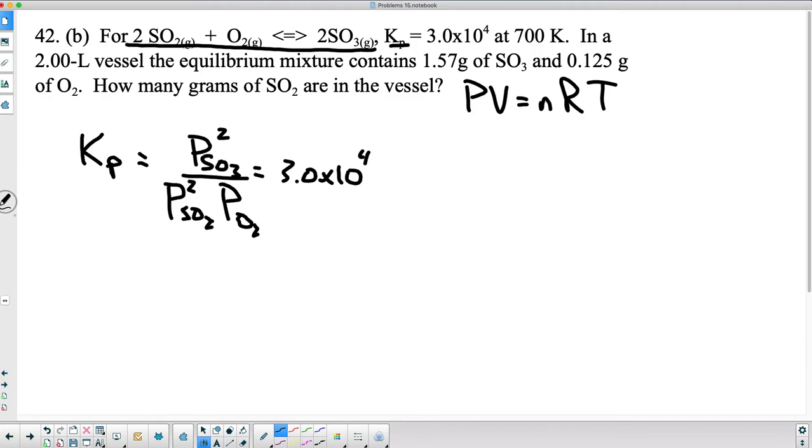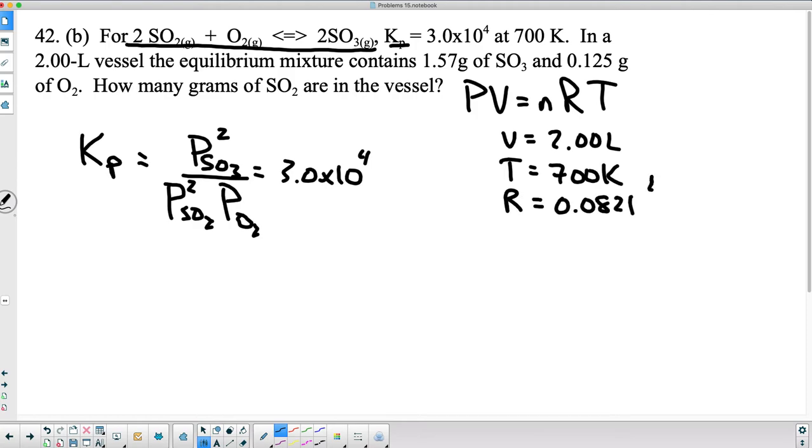So let's see what we do have. We have volume here. Volume is 2 liters. That's in the problem. We have temperature. Temperature is 700 Kelvin. We know what R is. We're going to use 0.0821. That is liters atmospheres per mole Kelvin. And these are dots. The dots mean multiplication in between. So mol dot K, but because my board's screwing up a little bit, that looks a little different.